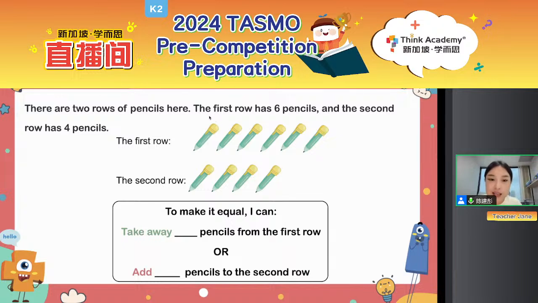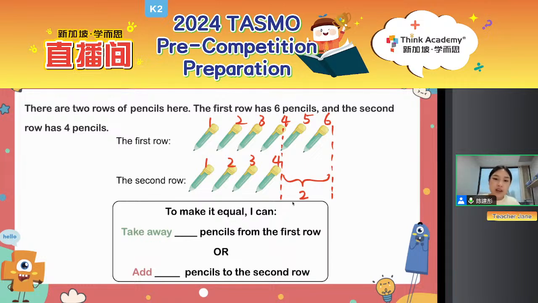So everyone, let's count together. The first row has 1, 2, 3, 4, 5, 6. 6 pencils, right? And the second row, there are 1, 2, 3, 4. 4 pencils. So this time, what is the difference between them? The first row has 2 more, right? This is because 6 take away 4 equals 2.